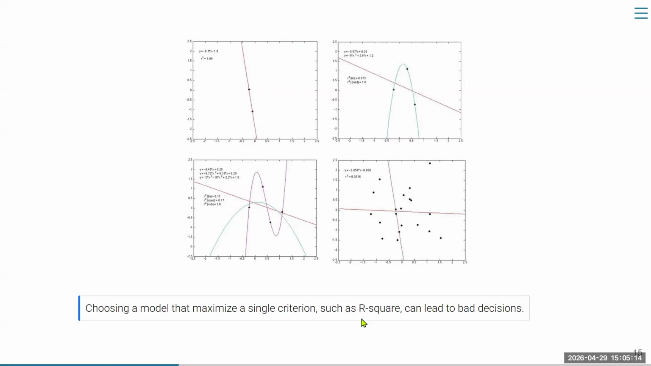So please do not think of R-square as anything like a grade or a correctness. It is something to consider in conjunction with other quantitative measures, but it is not something to maximize.